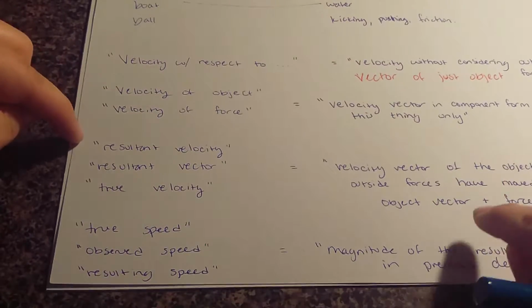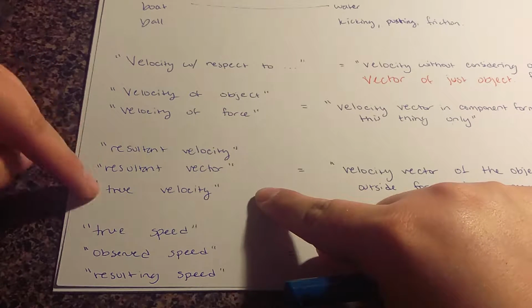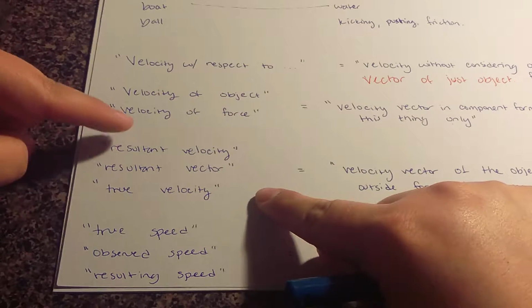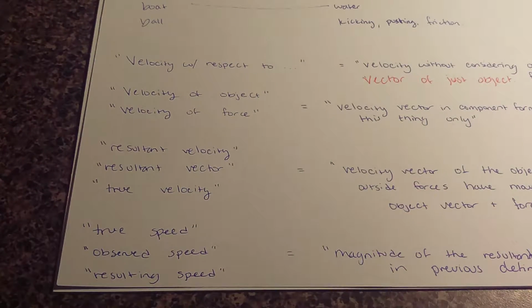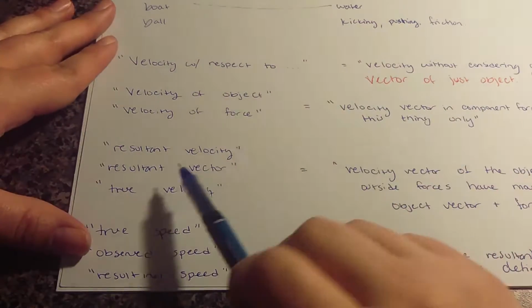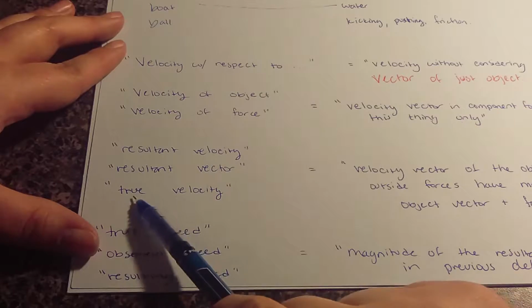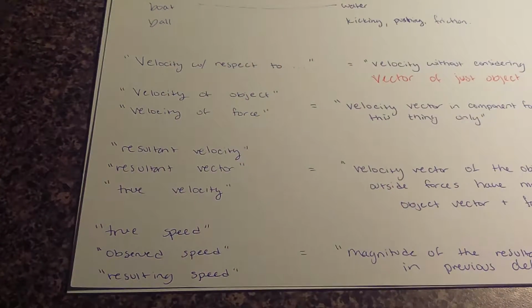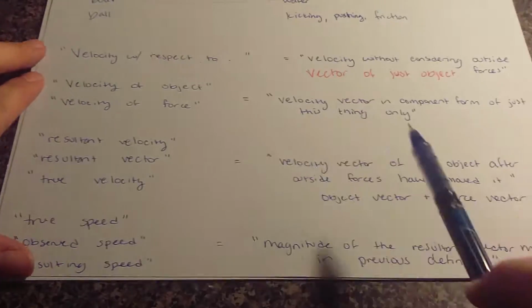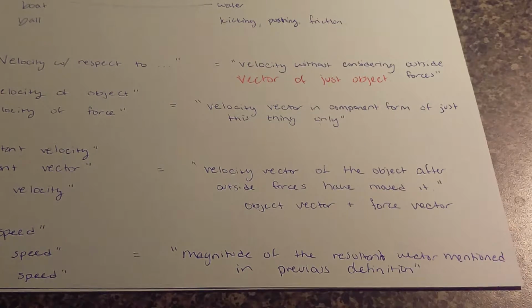Then we get into other words. I noticed on your homework on Math Excel, it starts to word these quite differently, but you need to know that all synonyms of resultant or true are going to work the same way. So if you see resultant velocity, resultant vector, true velocity, sum or total or any other words that mean those same things, they're all asking for the velocity of the object after we've considered all outside forces.